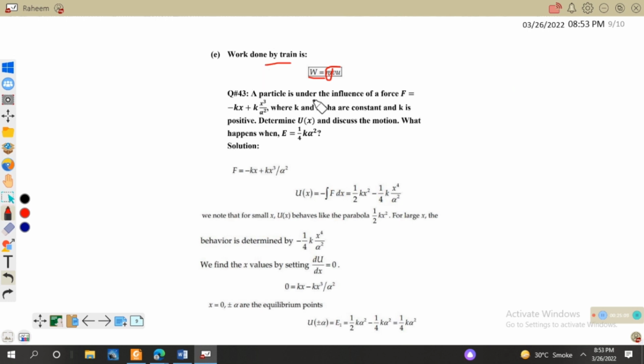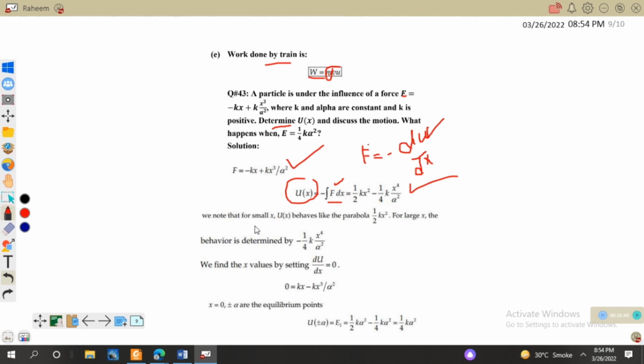Similarly, another question: a particle is under the influence of this force. K and alpha are constants, and K is also positive. Determine U of x. So we are given the force. If we want to find the potential energy, F is equal to minus dU over dx, so force is related to the rate of change of potential energy. If we want to find the delta U, we will definitely integrate this equation. F dx will be equal to delta U, and U of x is equal to minus the integral of F dx. The force is given, so we integrate this equation.